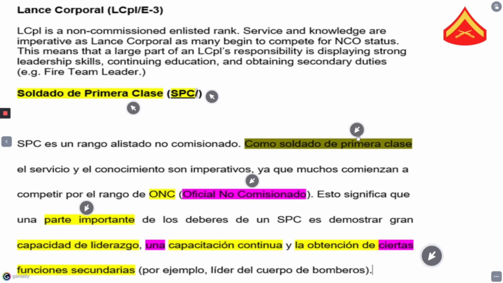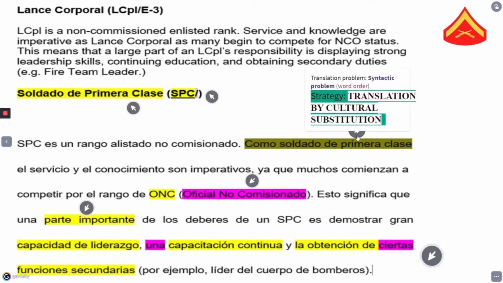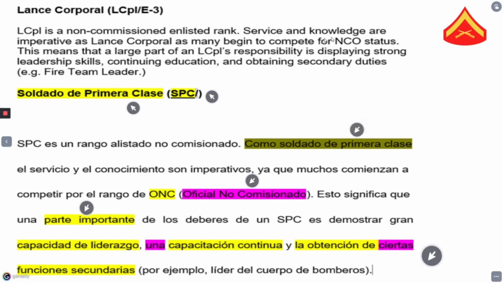The translation problem was syntactic, word order, and the strategy that I used was translation by cultural substitution. Since this is in passive voice, I changed it to active voice, so you could read it more naturally. So that's what I did.